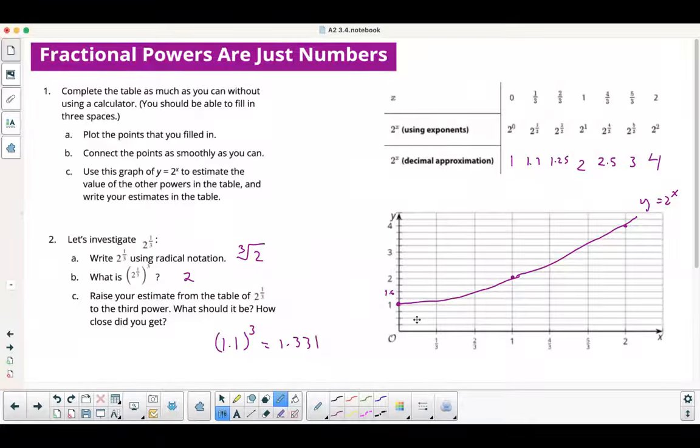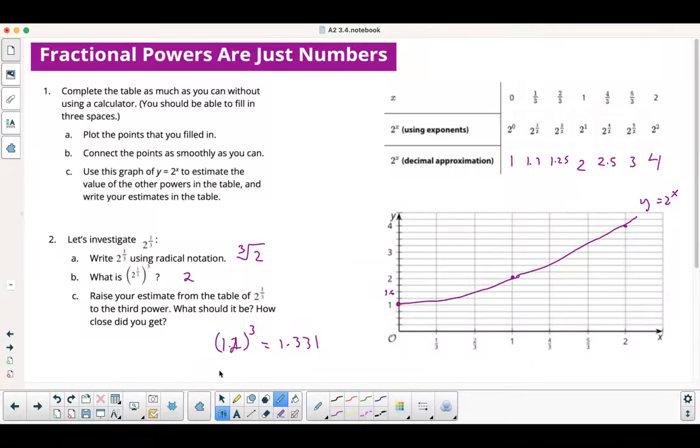All right, a little bit better. So 1/3, maybe more like 1.2. Let's try that. What would 1.2 to the third be? Getting closer. It's definitely bigger. Let's try 1.25 to the third.